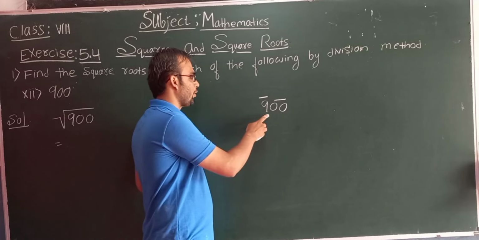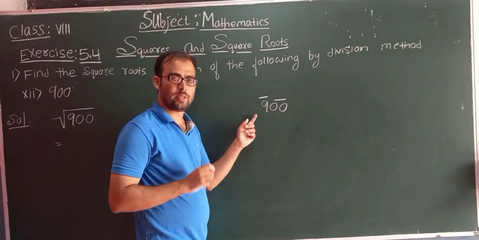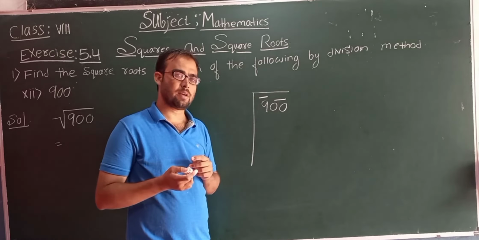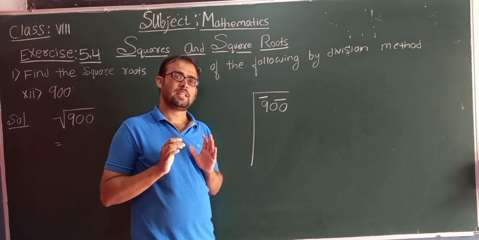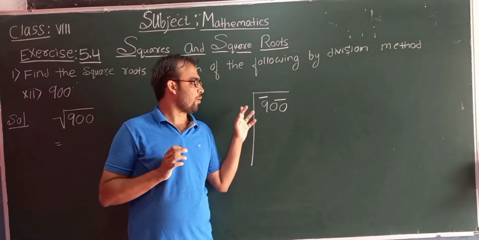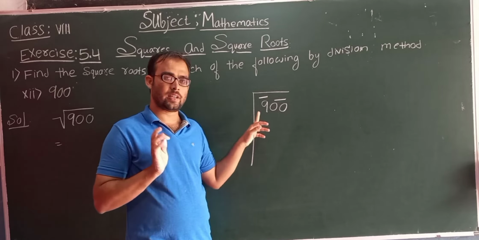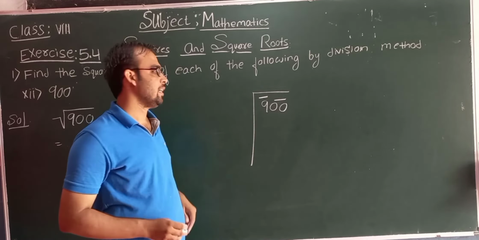Now you need to consider this part. Okay, so 9 will be the dividend. Students, what is the next step? So here we need to write the number such that when we square the number, we have to get either 9 or a number which is lesser than 9.